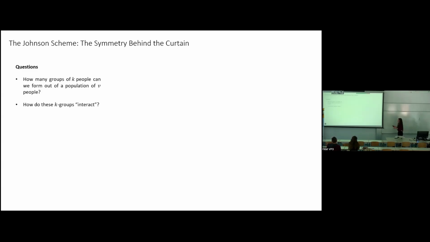Okay, so these are the questions, very trivial ones. Maybe you already asked yourself about this, I guess. So we start from a population of people. How many groups of K people can we form out of it? Classical question, binomial number, and so on.